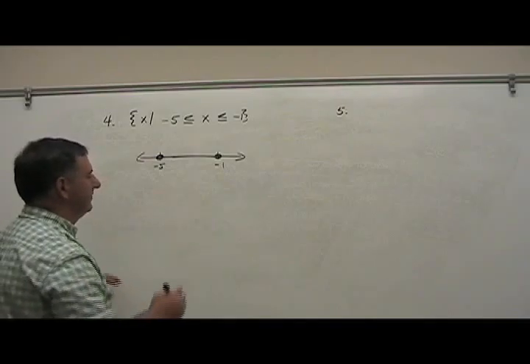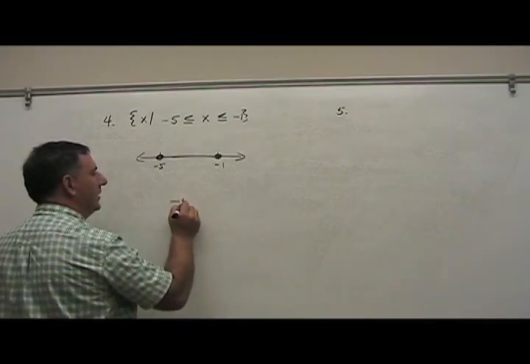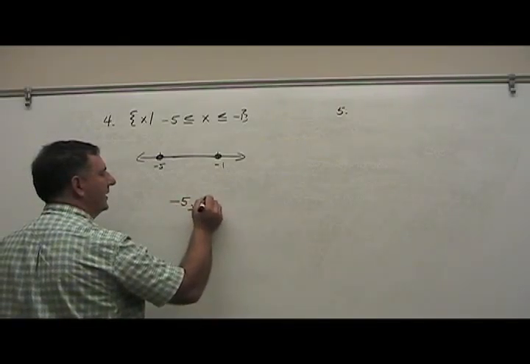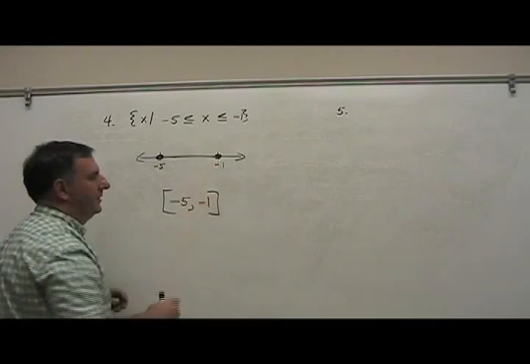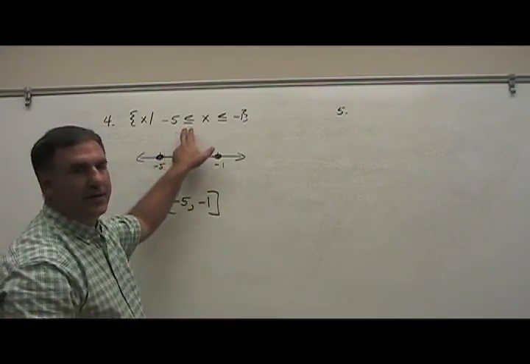To do the interval notation, we'll have -5, comma, -1. We'll use the brackets around both -5 and -1 because they are included. That is what the equality is telling us.